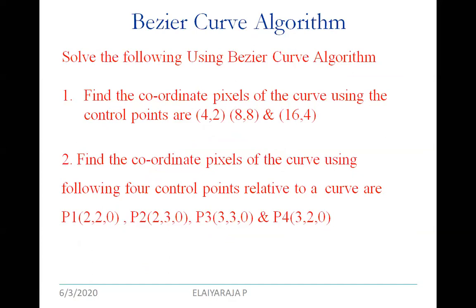Find the coordinate pixels of the curve using the control points of (4, 2), (8, 8) and (16, 4). This is one example. And another one: find the control point coordinate pixels of the curve using the following 4 control points relative to a curve: P1 (2, 2, 0), P2 (2, 3, 0), P3 (3, 3, 0) and P4 (3, 2, 0).